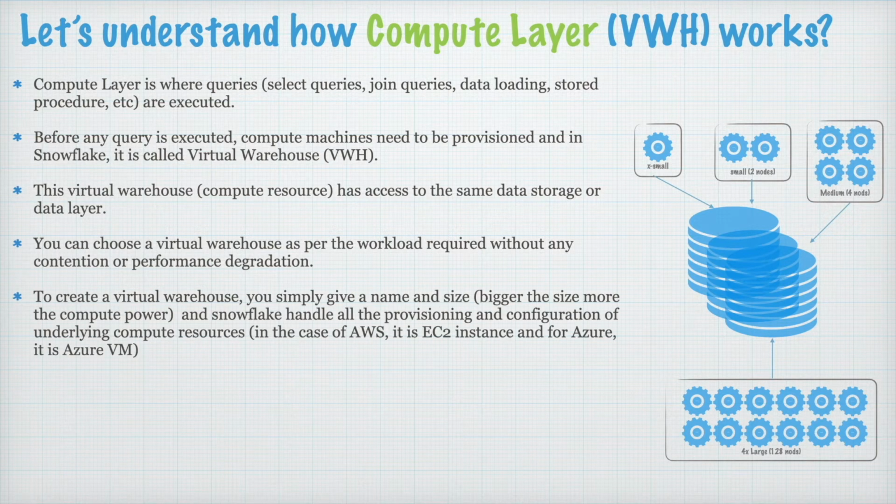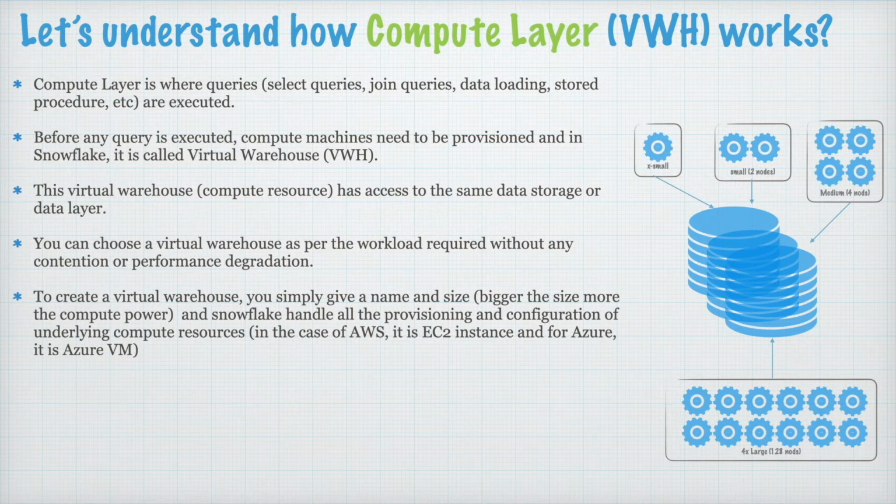To create a virtual warehouse, you simply give the name and the size. The bigger the size, the more the compute power. Snowflake handles all the provisioning and configuration of the underlying compute resources, and you really don't have to worry about it other than knowing a simple SQL statement. In the case of AWS, the underlying machine would be an EC2 instance, and in the case of Azure, it will be an Azure VM. Snowflake completely abstracts those technical complexities, and you don't have to worry about what kind of EC2 instance is running under the hood.